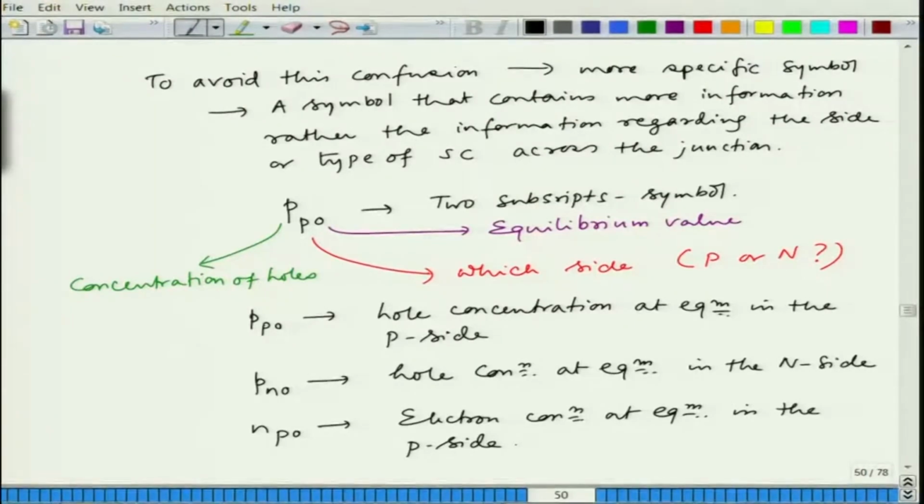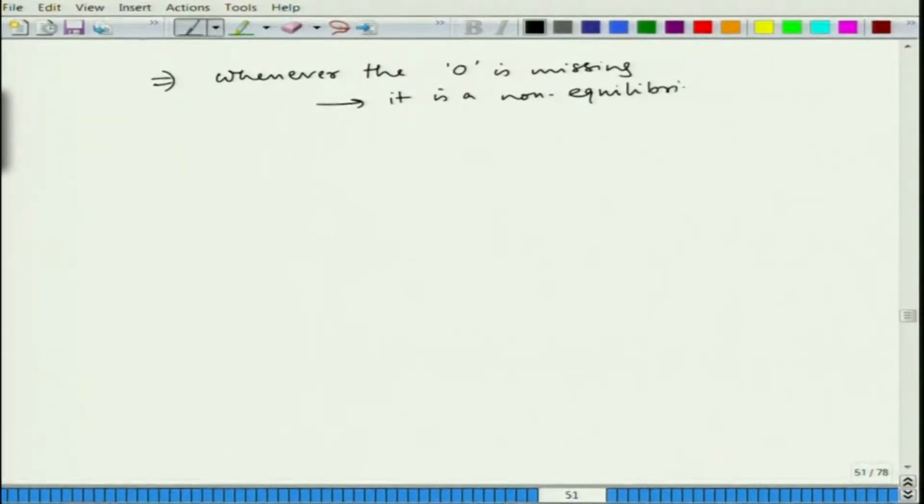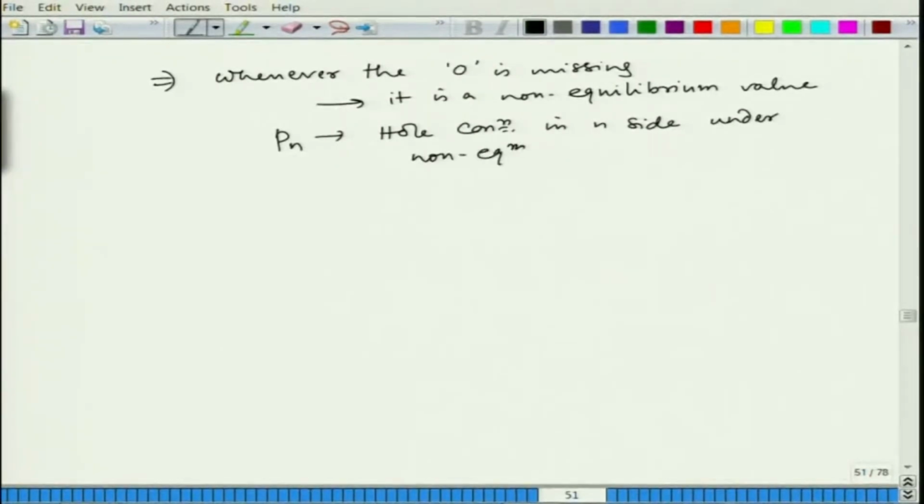Okay. So, now we are on solid ground which will not cause any confusion in further analysis. And we should mention that whenever the 0 is missing, that means it is a non-equilibrium value. Okay. So, p_n, this will stand for hole concentration in the N side under non-equilibrium condition. Okay. So, enough about the symbols.